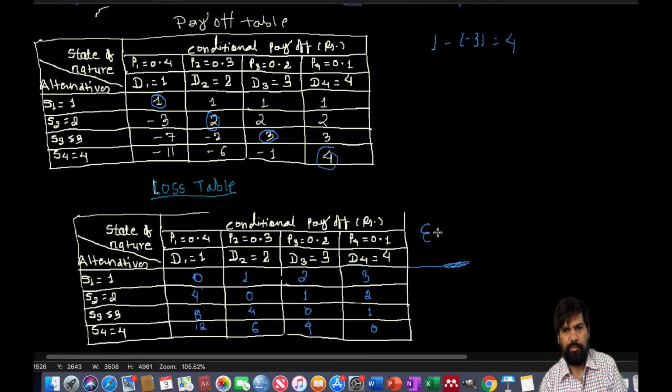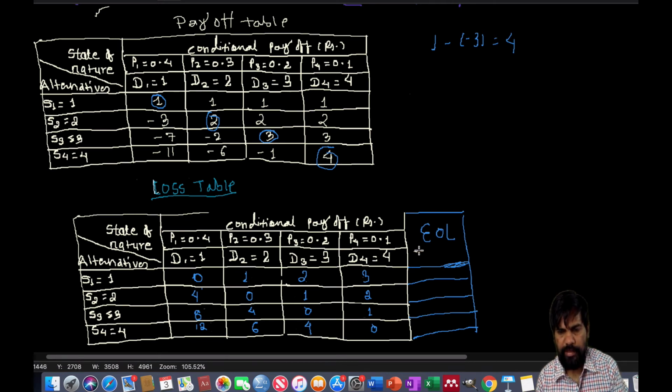After this, we calculate expected opportunity loss. We use the mathematical formula EOL is equal to the sum of losses into probability. These are the loss values and these are the profit values. So the loss is 0 into 0.4 plus 1 into 0.3 plus 2 into 0.2 plus 3 into 0.1, which is 1. And 4 into 0.4 plus 0 into 0.3 plus 1 into 0.2 plus 2 into 0.1 is 2. So the minimum loss is 1.